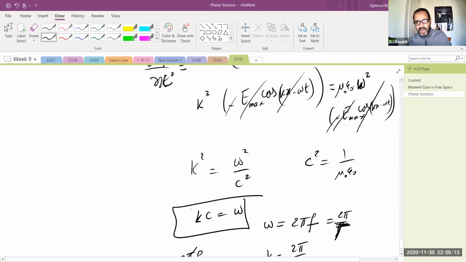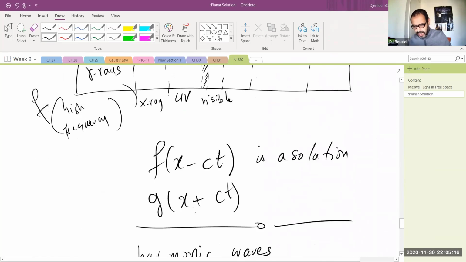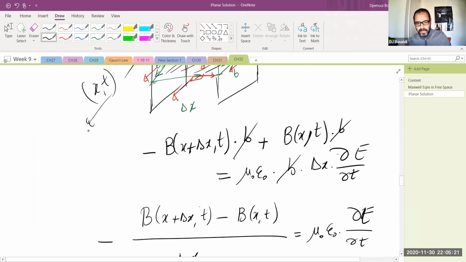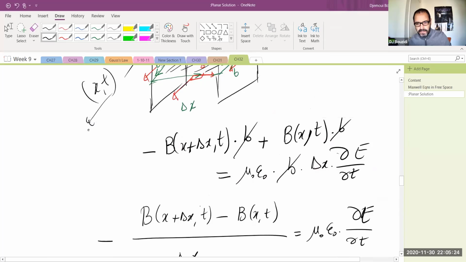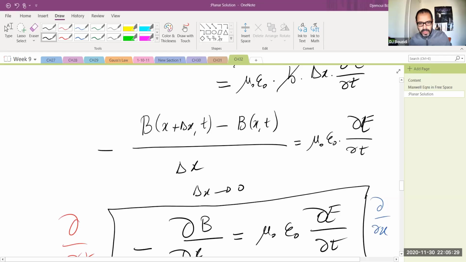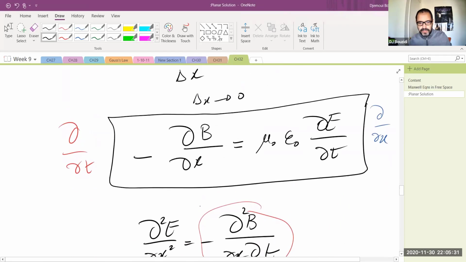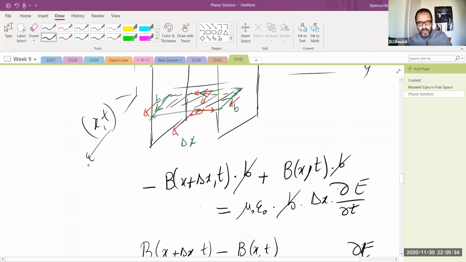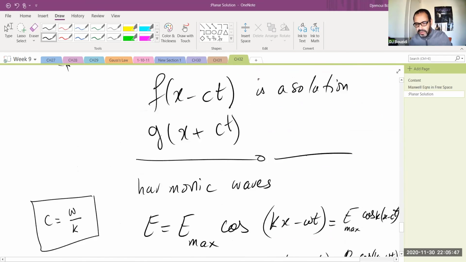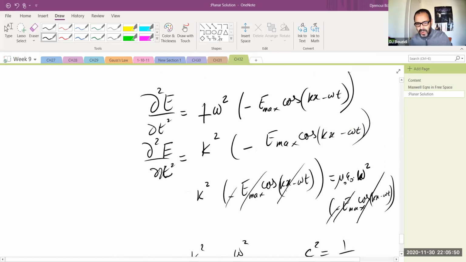Now, there is another important relationship that I didn't derive, and we're going to get to it very quickly, and that is taking any of these expressions, it doesn't matter which. I'm going to take this one. The first one was easier. Where is it? This one. We're going to take the derivative of E with respect to x and take the derivative of B with respect to time and make them equal to one another, because that's basically what this equation is saying.